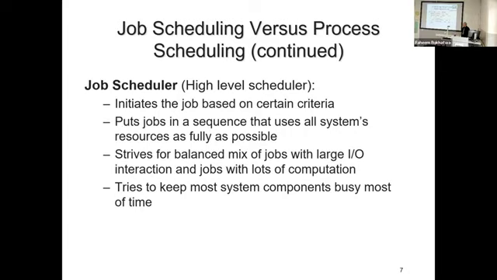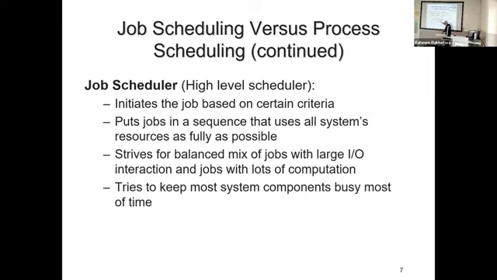So the high-level scheduler, what does it do? What happens there? It initiates the job based on certain criteria, whatever the criteria are. It could be CPU bound or IO bound. It puts the jobs in a sequence that uses all system resources as fully as possible. That means it might send a CPU-bound and an IO-bound job, so they'll be better at utilizing the resources.